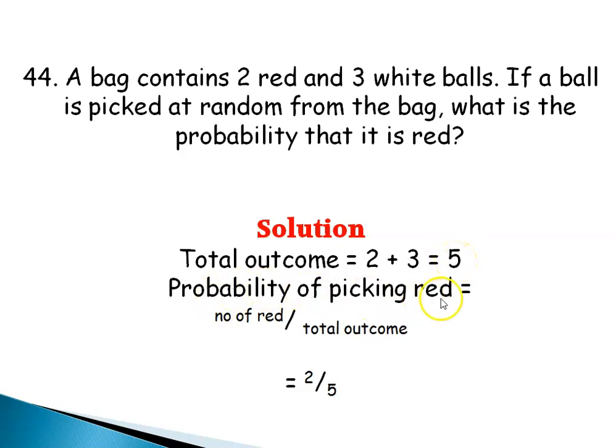Now, probability of picking red will be the number of red divided by the total outcome. So let's come to the question. 2 red. So the number of red is 2 and the total outcome is 5. 2 over 5 is the probability that a red ball is picked.